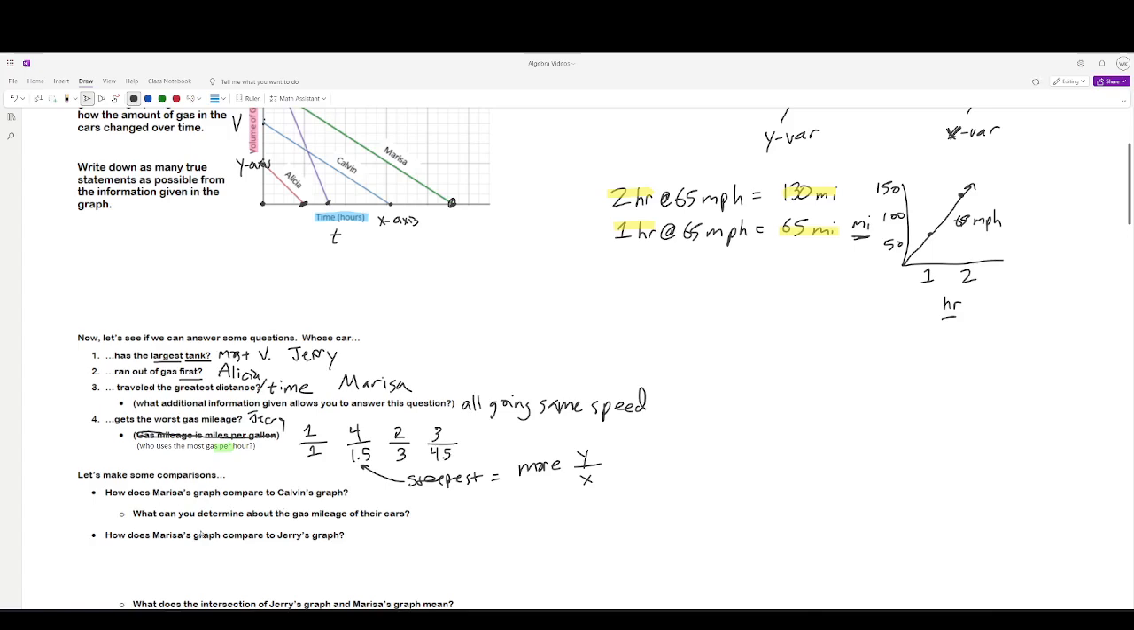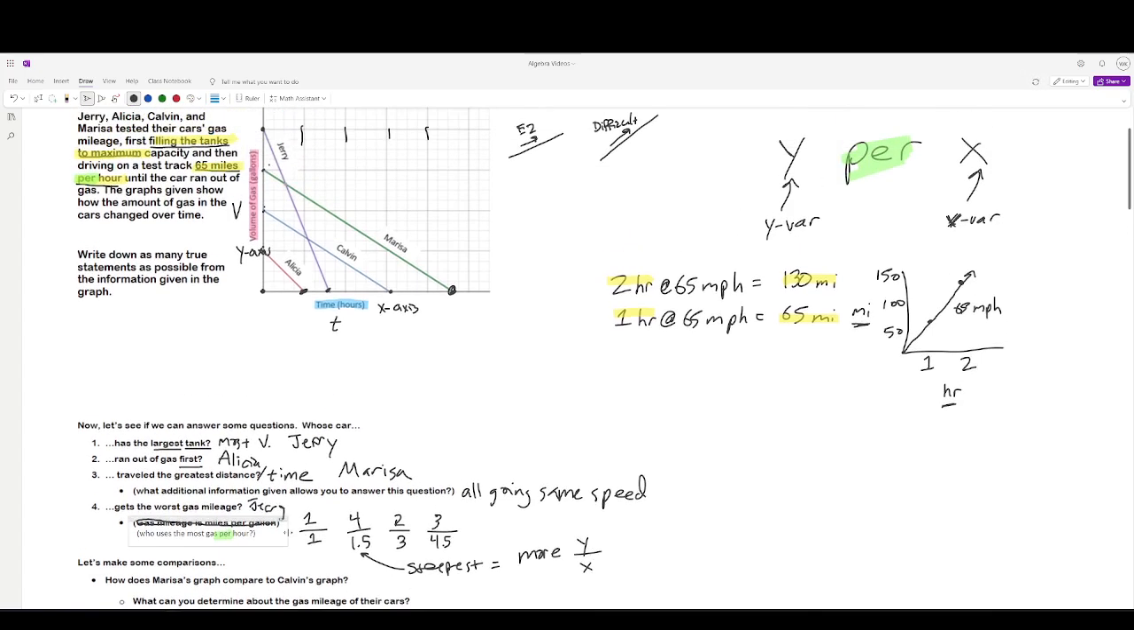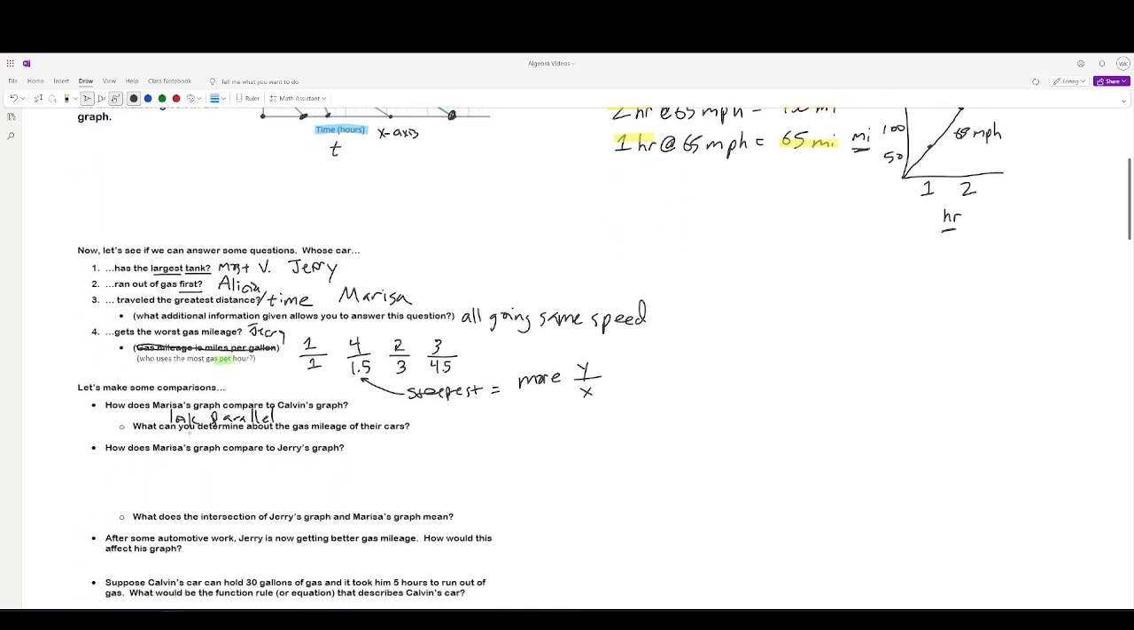Let's make some comparisons. How does Marissa's graph compare to Calvin's? So from what it looks like, the space in between them looks like it's staying the same all the way across. And that means these lines are a word we call parallel. You're probably familiar with parallel. So let's say, how do they compare? They look parallel. What can we determine about the gas mileage of their cars? So it's very similar or the same. We'll just say it's the same. So if they use gas at the same rate, then they would have the same gas mileage.